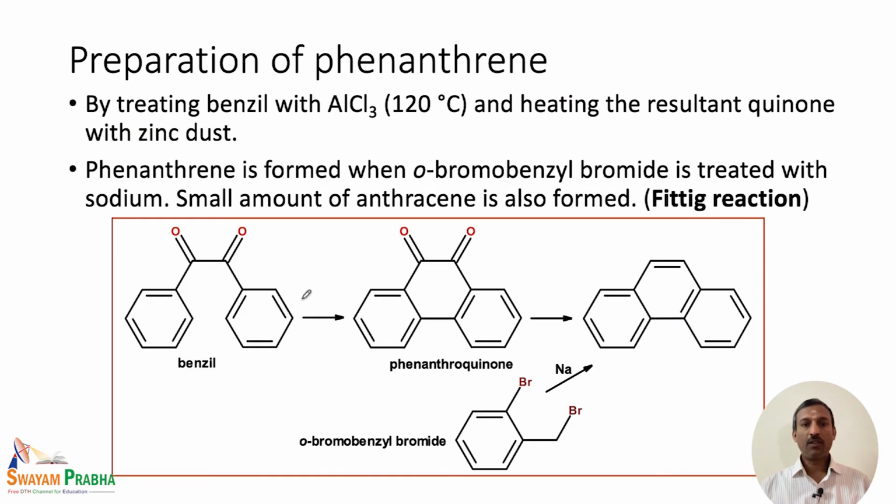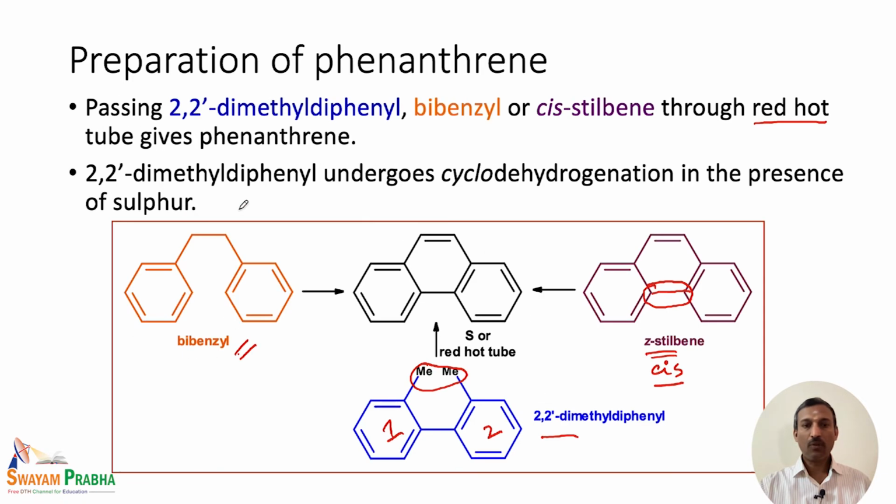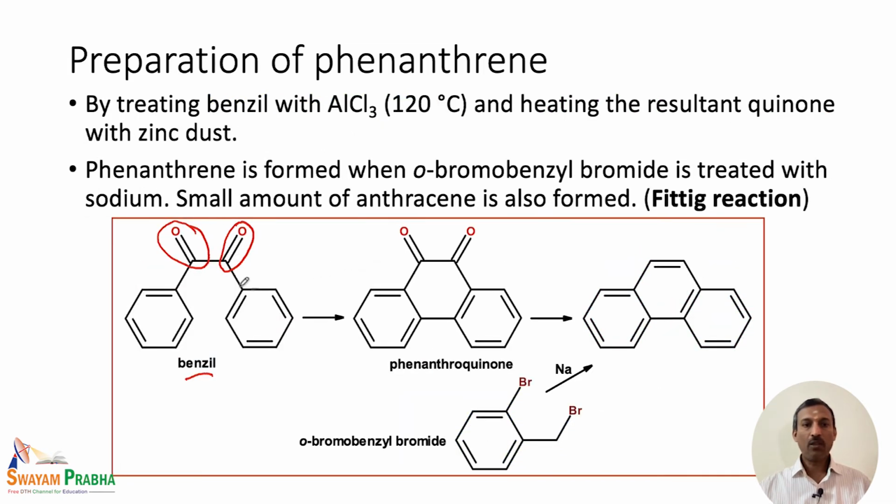So there are other methods. Here we will look at starting from benzil. In the previous one, there is no carbonyl unit, but here, as shown, we have two carbonyl units in the starting material. If you look at the previous one, in the bibenzyl we do not have any carbonyl unit. Having the two carbonyl units leads to a similar type of cyclization. Here again we are treating this benzil with AlCl3 at 120 degrees centigrade and heating, which results in a quinone derivative. So phenanthroquinone is formed, and this phenanthroquinone on treatment with zinc dust loses the carbonyl units to give the phenanthrene moiety.